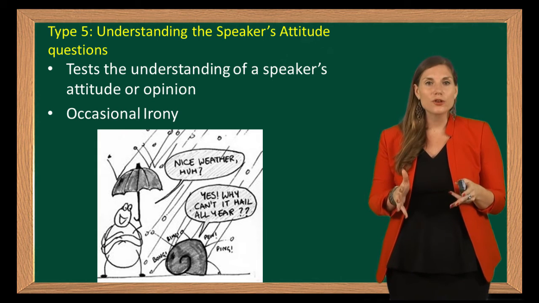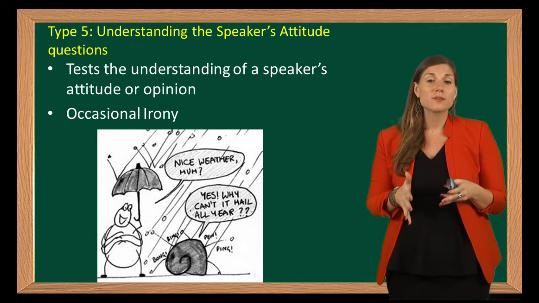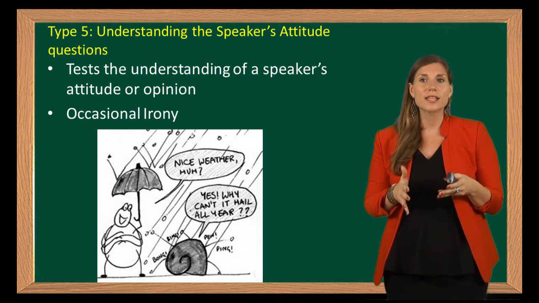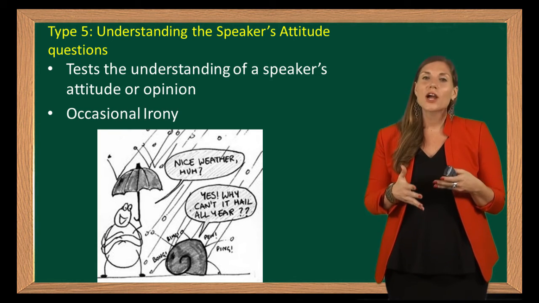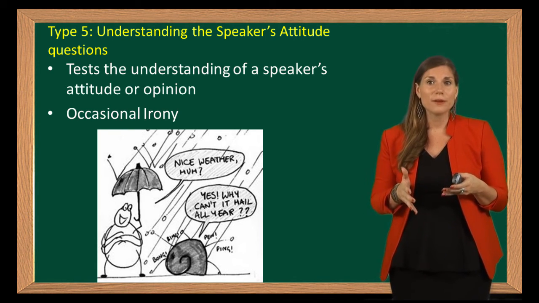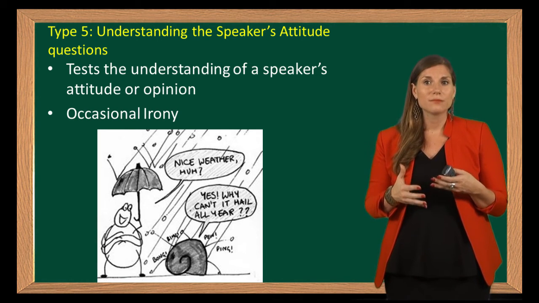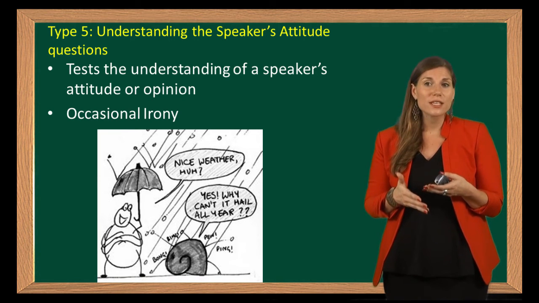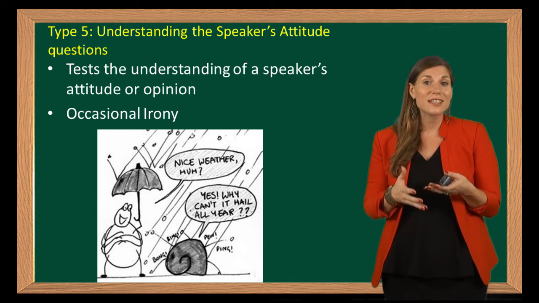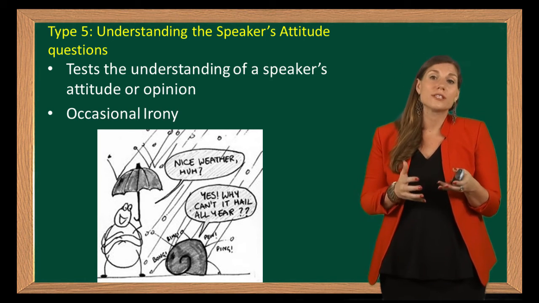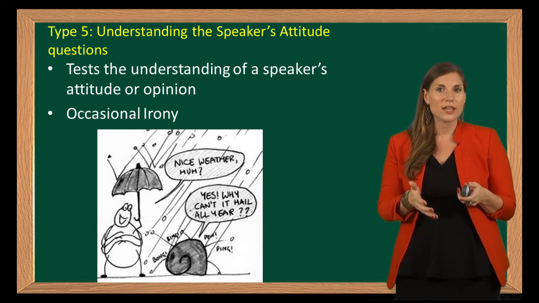Type 5, understanding the speaker's attitude questions. You may be asked a question about the speaker's feelings, likes, or dislikes, or a reason they feel anxiety or amusement. There are many options in this category. You also might be asked about a speaker's degree of certainty, or is the speaker referencing a source, giving a personal opinion? Are the facts presented generally accepted or disputed? And occasionally, you will get a question about irony.